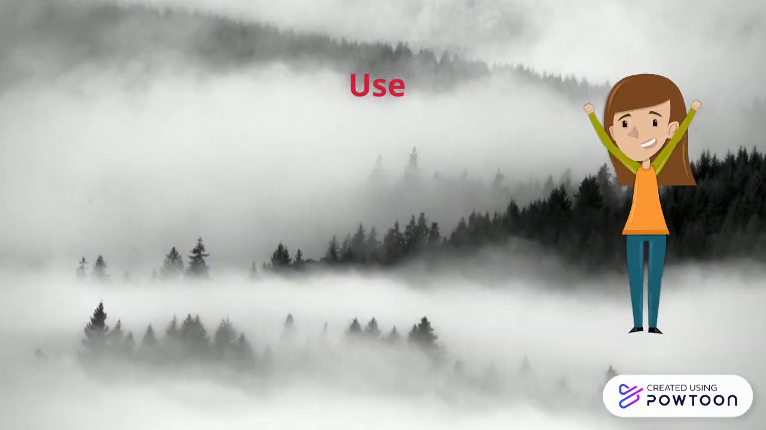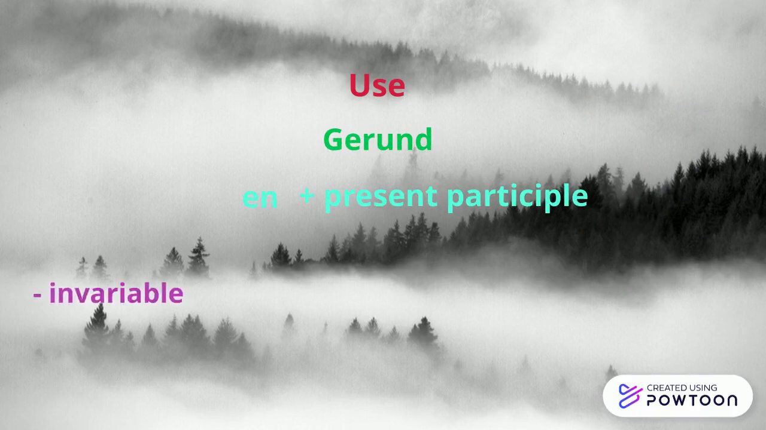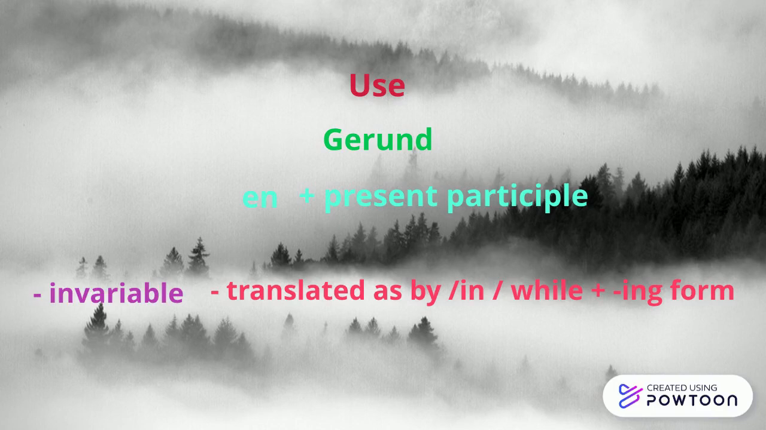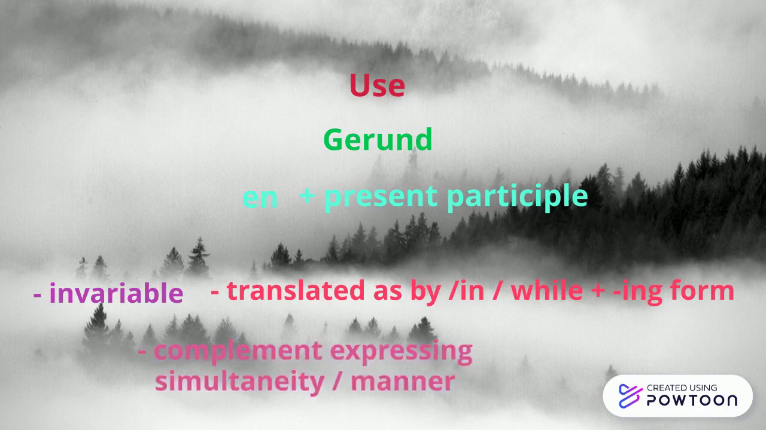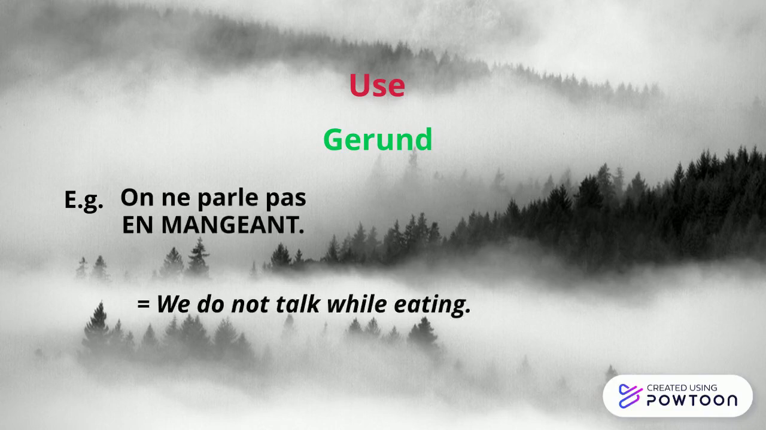Secondly, the present participle can be used to form the gerund. It is the preposition en followed by the present participle. The gerund is invariable, it is translated as by, in, or while, plus the -ing form, and corresponds to a complement expressing simultaneity or manner, for instance. For example, on ne parle pas en mangeant. We do not talk while eating.